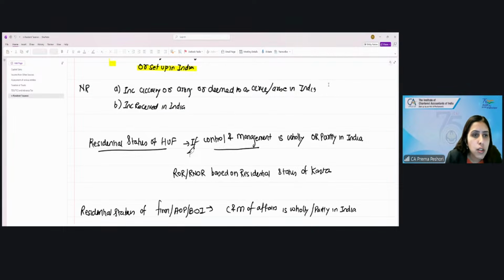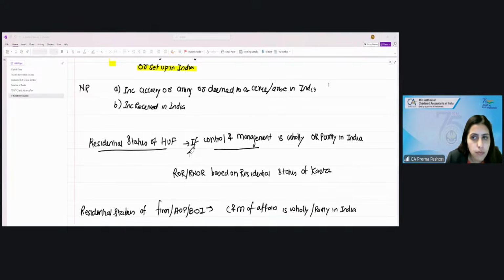What is control and management? How do you decide what is control and management? Control and management refers to who is taking the key decisions of the HUF, the central control and management, and not the day-to-day decisions, which means the key operational decisions. Where is the head and brain of the HUF? That is important. And the HUF can also be ROR or RNOR depending upon the Karta's residential status. So depending on the Karta's residential status, the HUF can be ROR or RNOR.